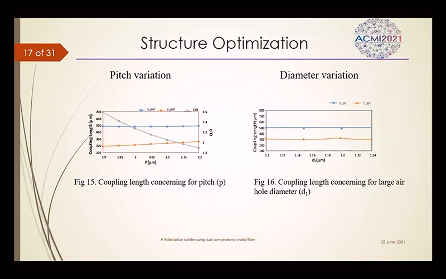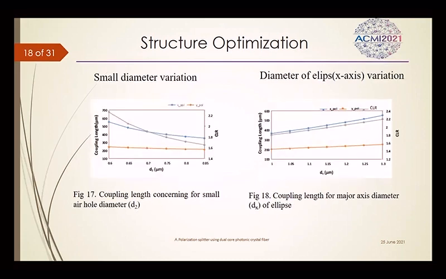When we increase the pitch value gradually, the coupling length also increases as the power in the core becomes more anomalous. But if the pitch is decreased too much, the adjacent air holes may collide. So we take the optimized value where the coupling length ratio CLR will be 2, and we take the pitch value as 2.1 for getting CLR equal to 2. And in this figure, the diameter is varied from 1.1 to 1.24, and we take 1.2 for getting CLR equal to 2.